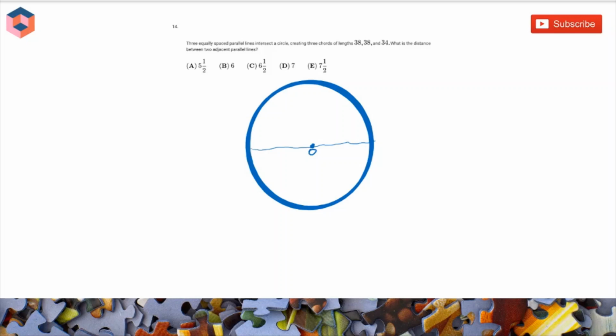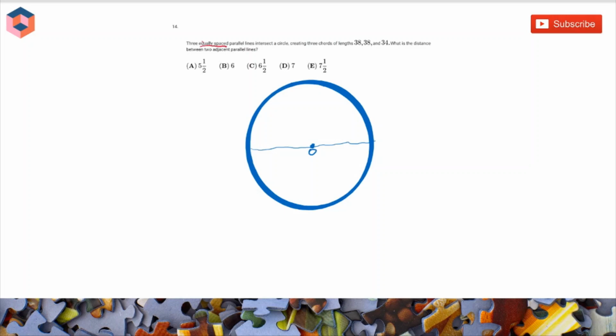Problem number 14. 3 equally spaced parallel lines intersect a circle, creating 3 chords of lengths 38, 38, and 34. What is the distance between 2 adjacent parallel lines? So notice that the chords are equally spaced.